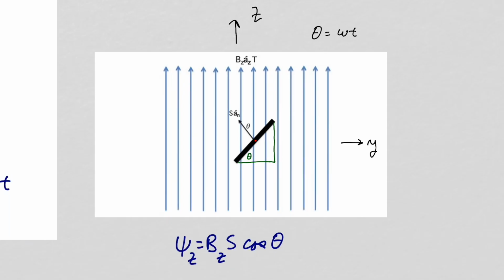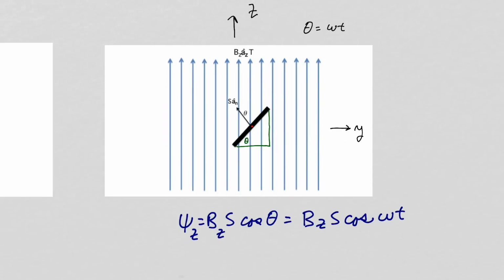The magnetic flux going through the coil in the z direction will be this surface area, S cosine of theta, times the magnetic flux density field in the z direction, B sub z. Substituting omega t for theta, we have an equation for the sinusoidal variation in the magnetic flux through the coil.